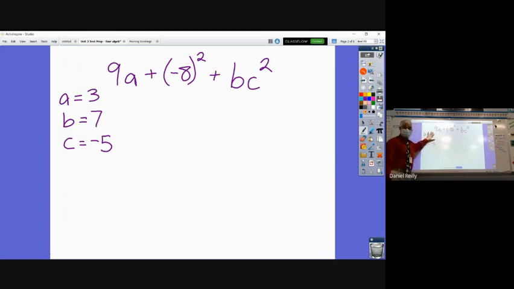An algebraic expression means it has variables, it has letters in it. Okay, and operations. This one has addition, exponent, and multiplication. Okay, you'll give values for what those letters represent.